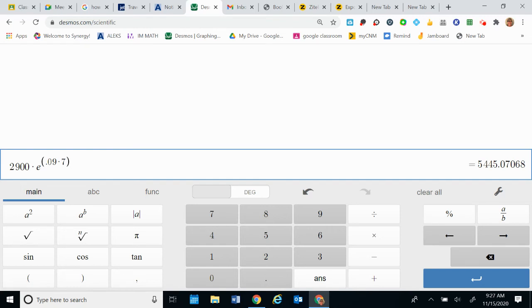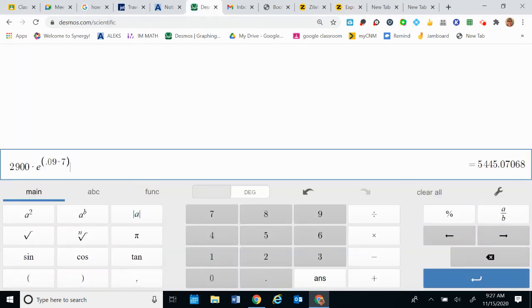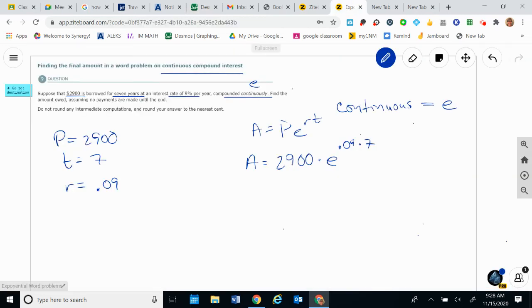5,445.07. What does it want? It wants it to the nearest cent, okay? So it's 5,445.07. And that's your answer. It's that simple.